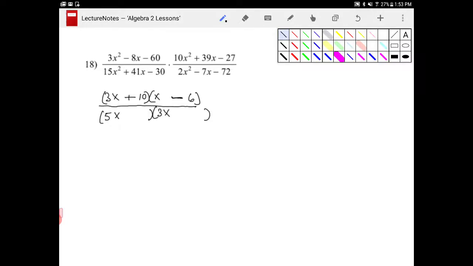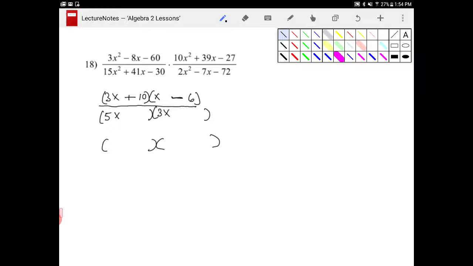So what is it? 5 and 12? No, not 5 and 12. 5 and 6. 6 and 5. No, I will not get 41 there. So I need to play around with this a little bit more.